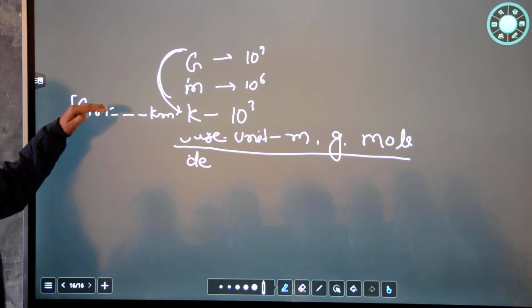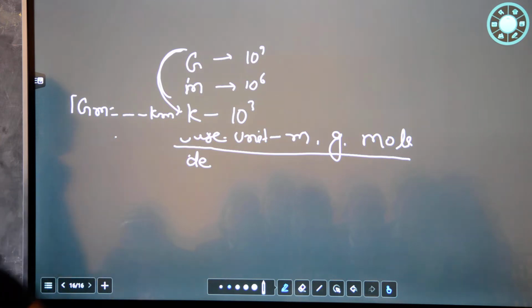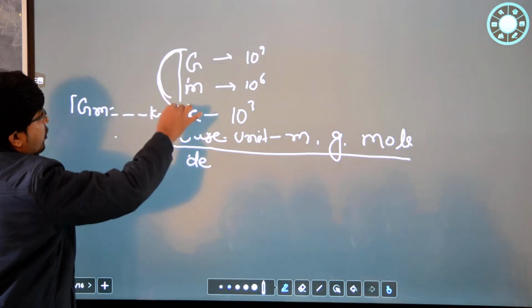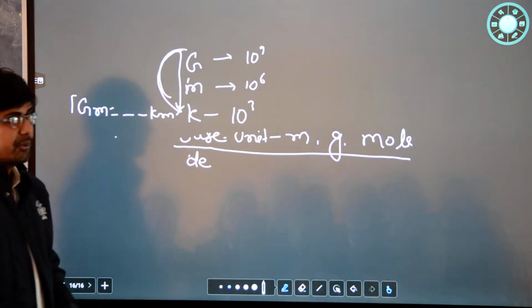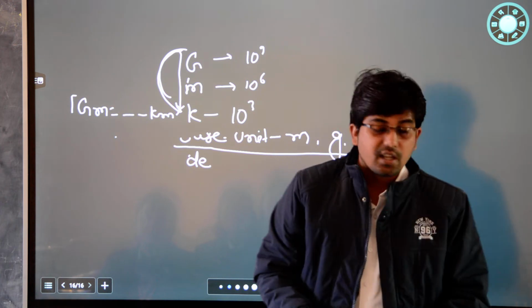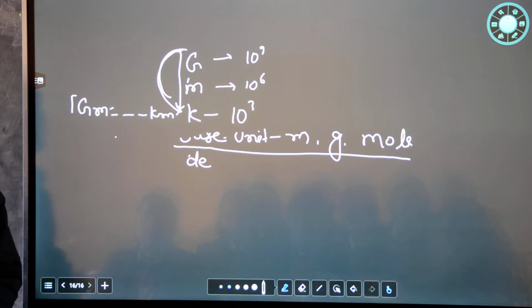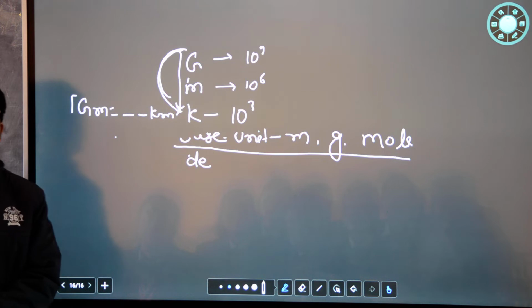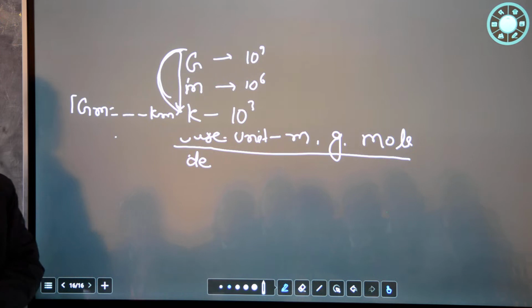What happens when we move from one factor to another, top to bottom? Is the factor value added or reduced? Reduced. The first rule of unit conversion is: when we move top to bottom, the factor value will be reduced. When we move bottom to top, the factor value will be added.